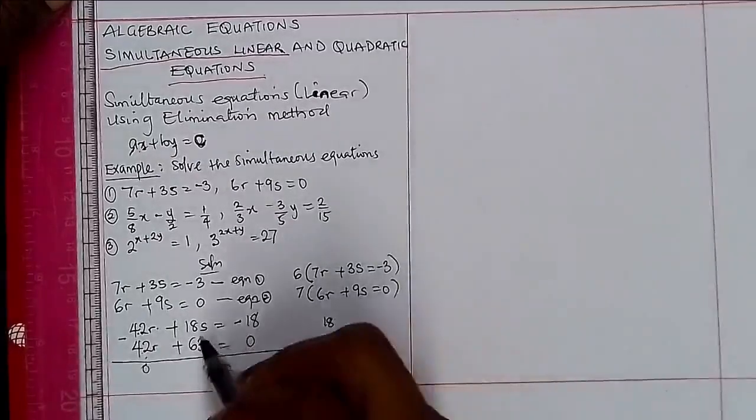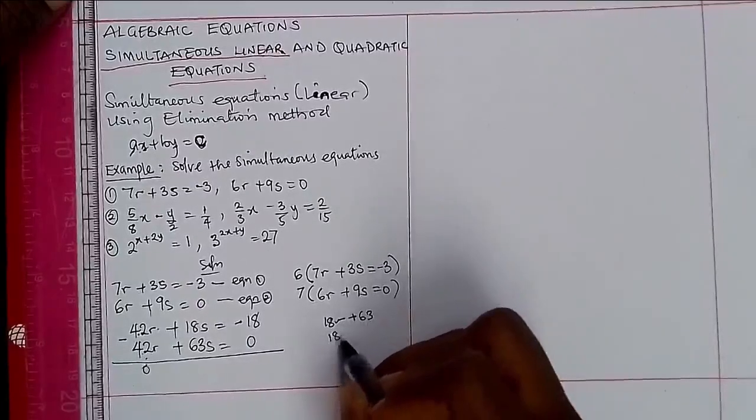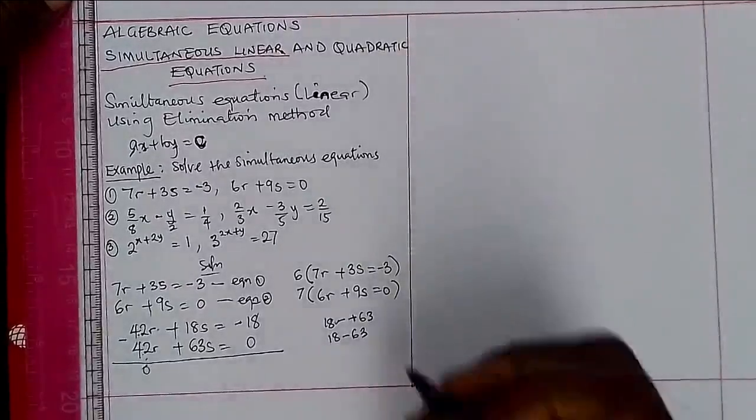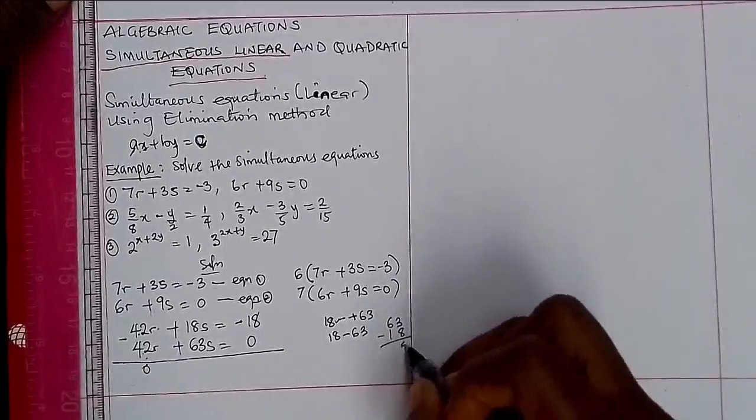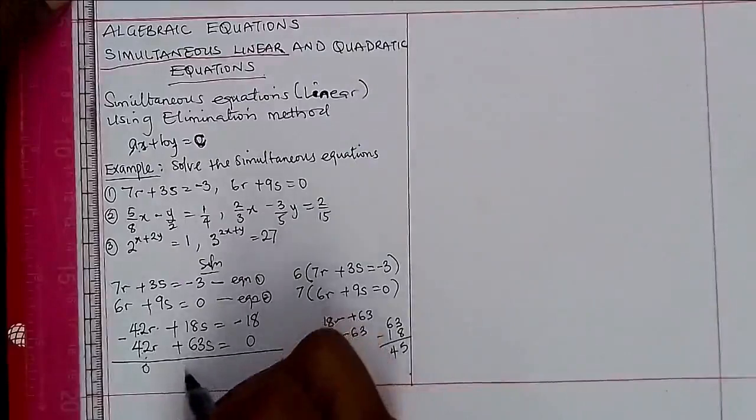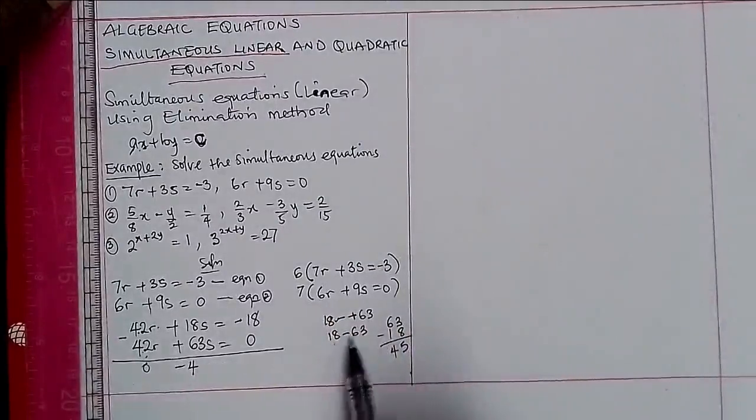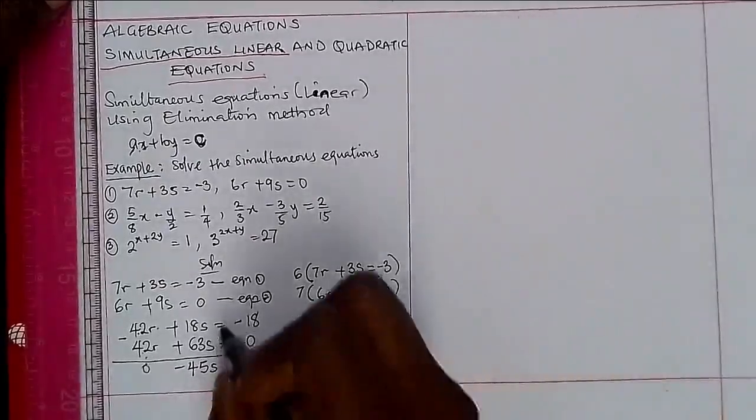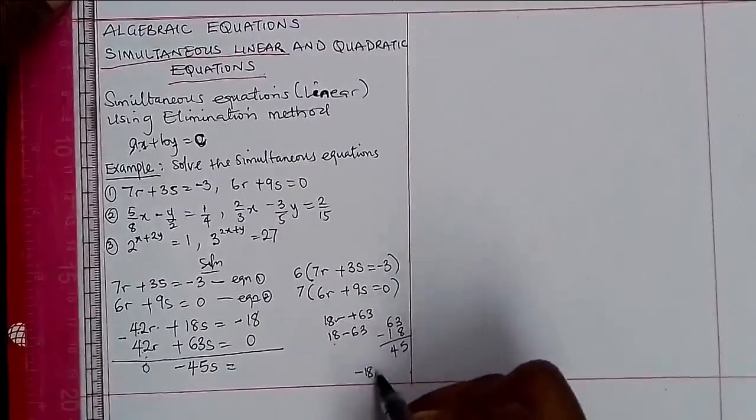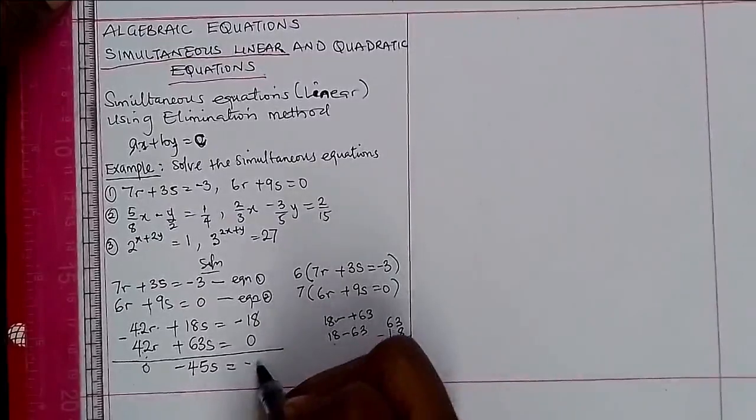Then 18s minus 63s gives us 18 minus 63. We know our subtraction: 18 minus 63 gives us minus 45, because it's the smaller number that is being subtracted from the bigger number. So we have minus 45s is equal to minus 18 minus 0. Minus 18 minus 0 is still minus 18. So we have minus 18.